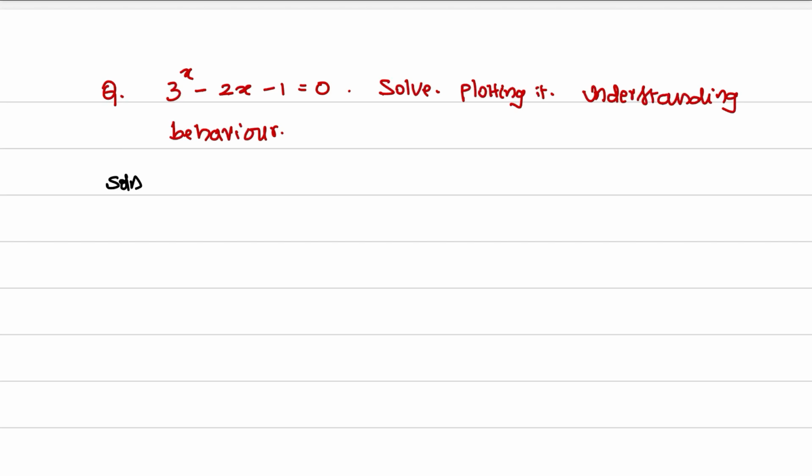Solution. The given equation is 3 to the power of x minus 2x minus 1 is equal to 0. A particular equation of any sort will have a solution for a particular value of x, or any variable, if the function changes its sign from positive to negative or negative to positive.